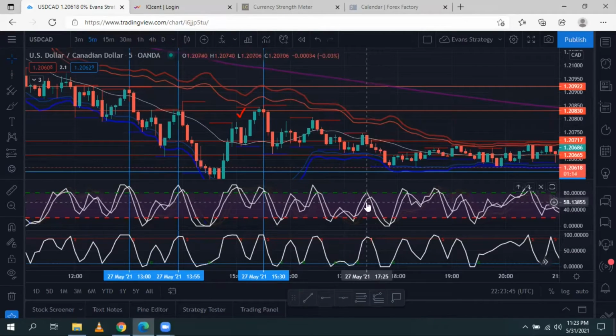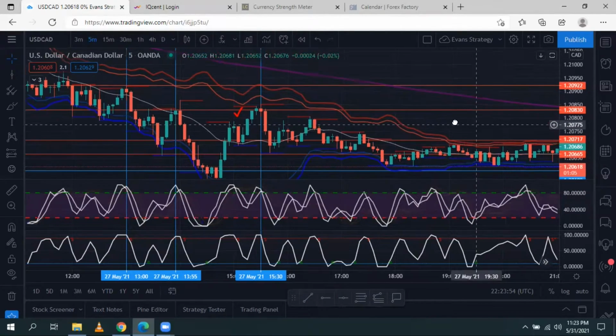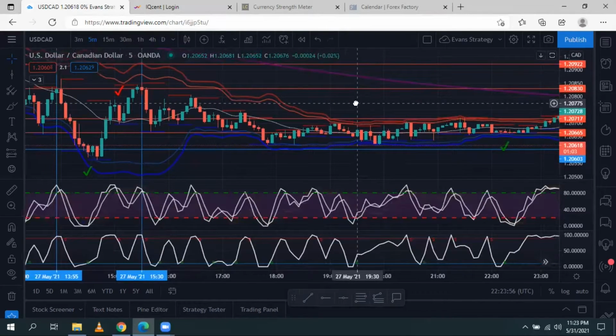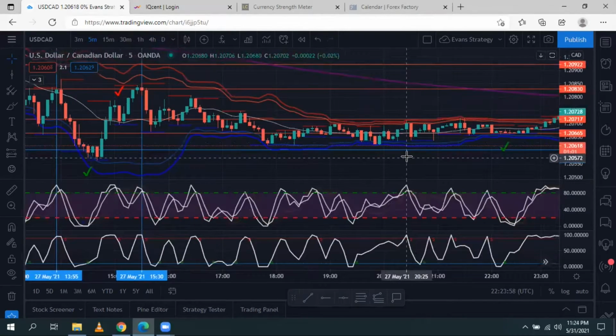This was not ready as well. This was not ready as well. This was not ready as well. So let's keep going. We are still under sell. So this trade right here would have been taken. This would be the next trade you would have taken.